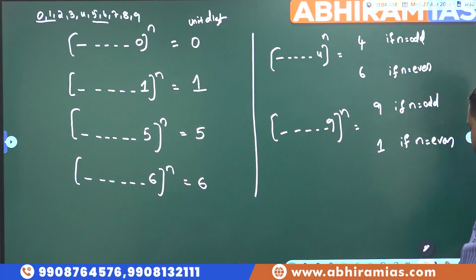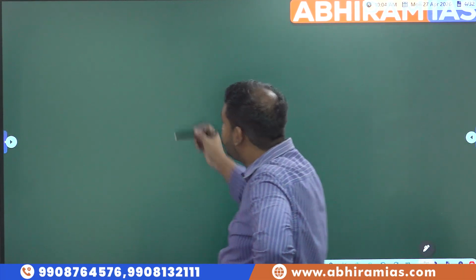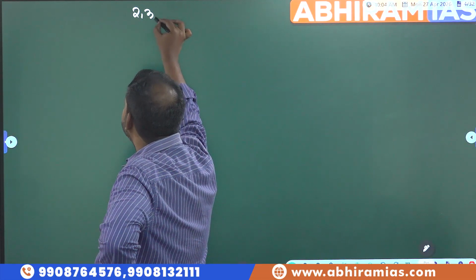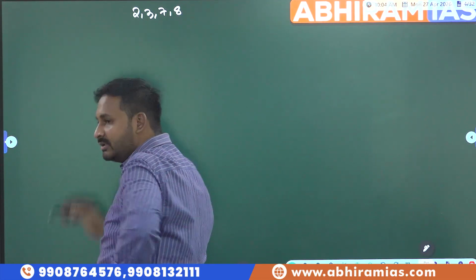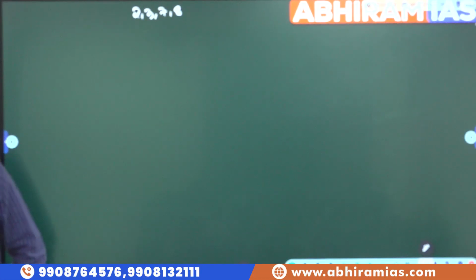ఓకే, రైట్. ఇంకేమేమి మిగిలినాయండి డిజిట్స్ మనకి? 2, 3, 7 and 8. 2, 3, 7 and 8 are the digits which we are left with. ఓకే, ఒక్కసారి 2 చూద్దామండి జనరల్. సో 2 power 1 is 2. 2 square is 4. 2 cube 8.